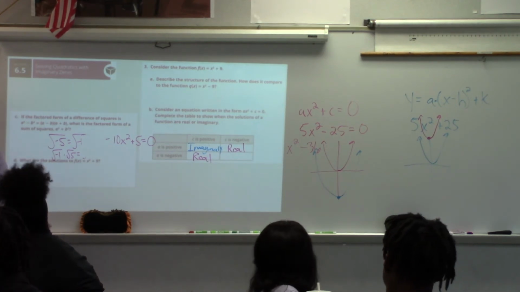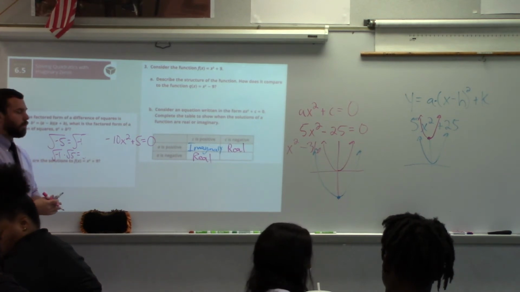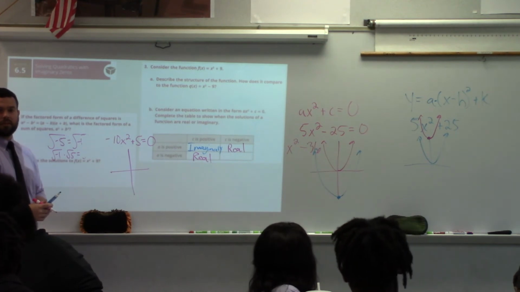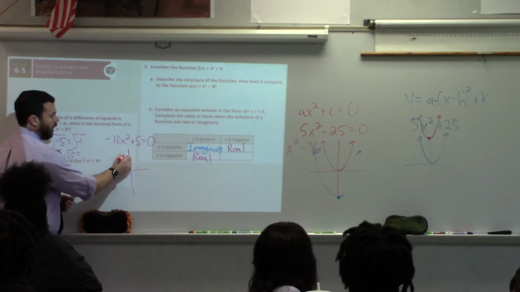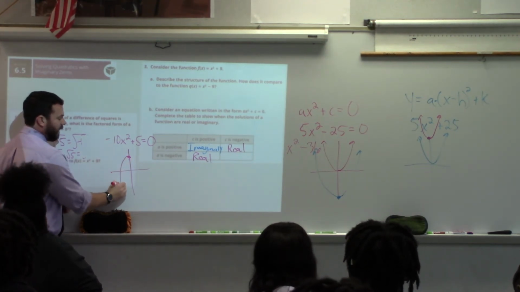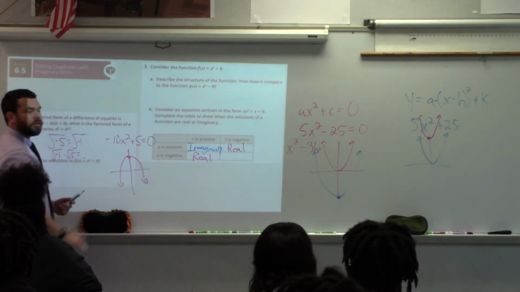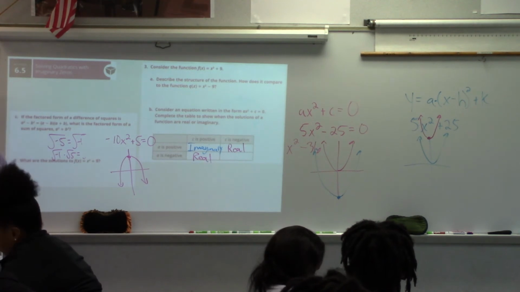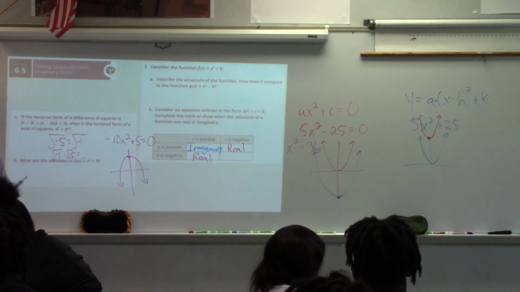But I suggested you graph it. I want you to think about it now. What transformations do we see here? Okay, it's going up 5, and it's going to be concave down. So is it going to have real solutions? Yes. Just paying attention to the concavity and the different features that we know will really help you in understanding these.